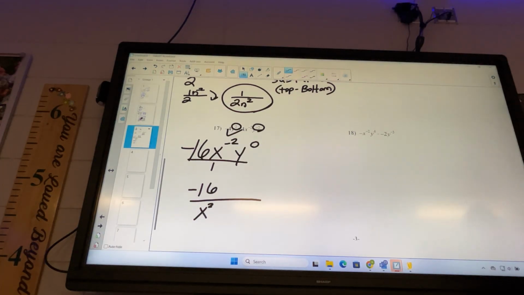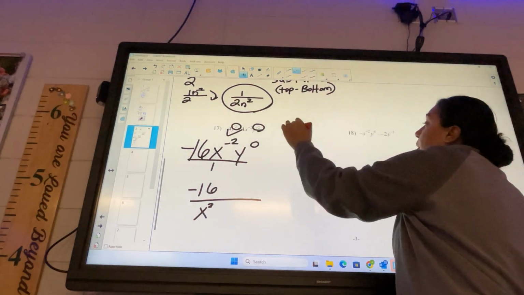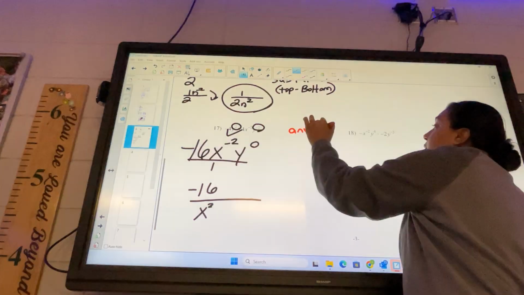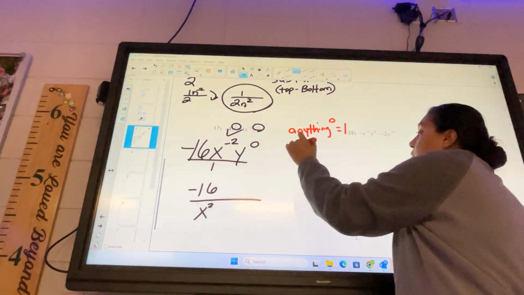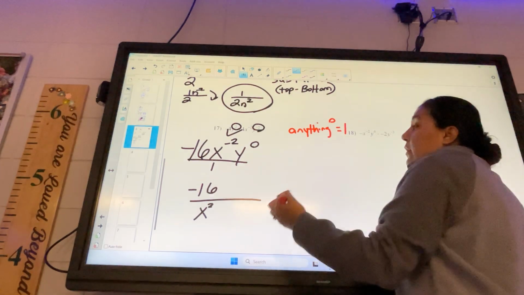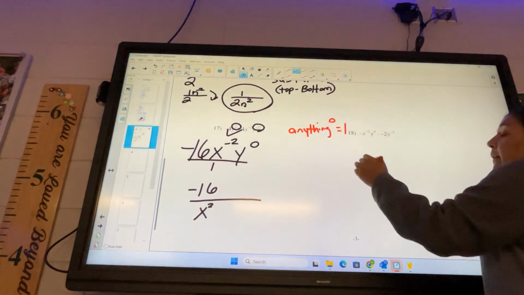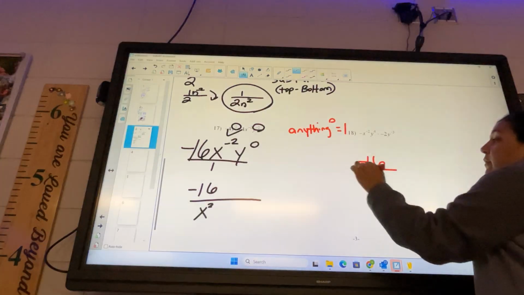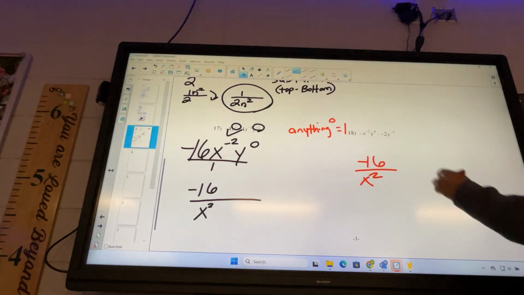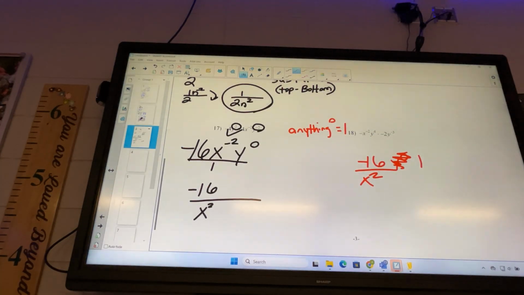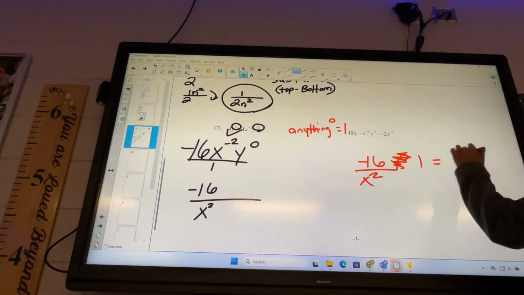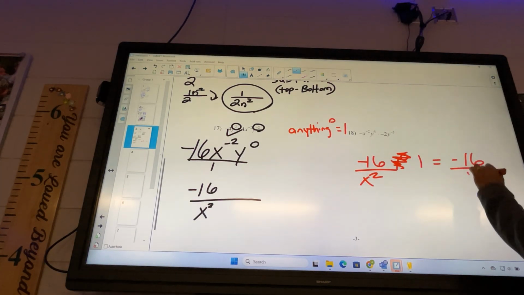Now, anything to the 0 power, anything to the 0 equals 1. Okay, and it cancels. In this case, and don't write this down, I'm going to show you. Right now this is what we have, 16 over x to the 2. If I change my y to the 0 to a 1, like this, you would multiply them. What is negative 16 times 1? Is 16. If you multiply these, you're going to get 16 over x to the 2.